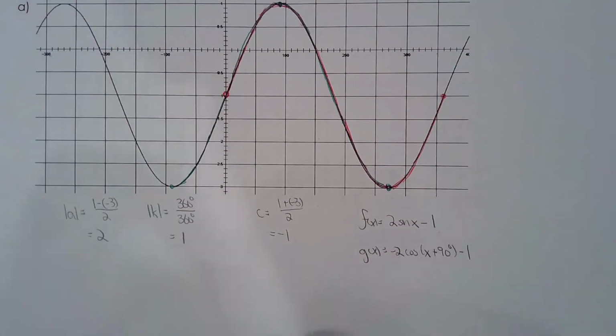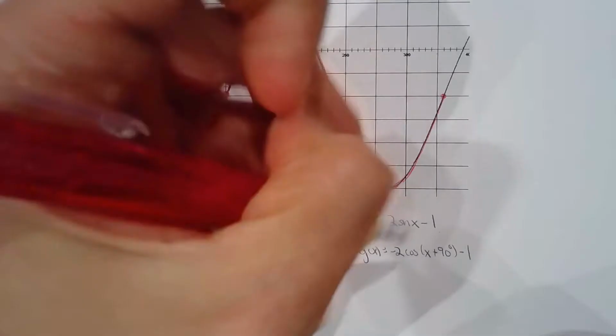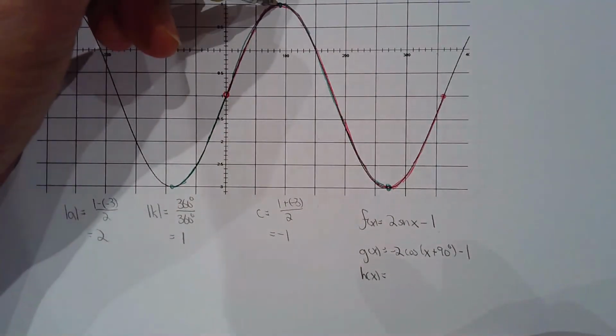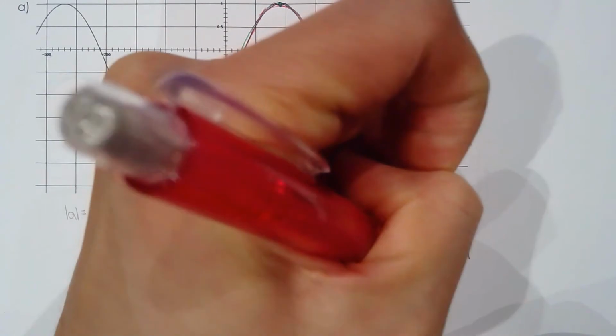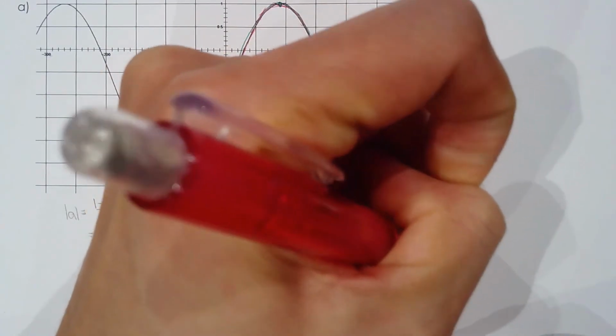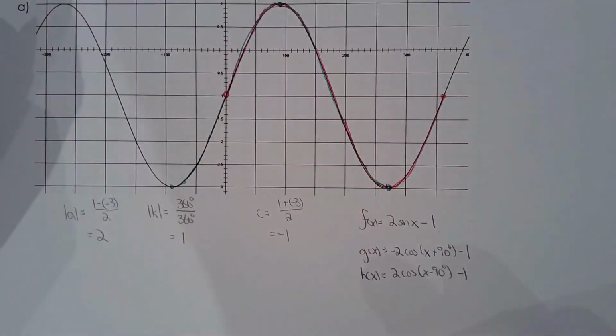All right, if you want more equations, you know what? Let's keep going. Why not? You could have started 90 degrees to the right. If you chose to do so, that's the equation you would have got.